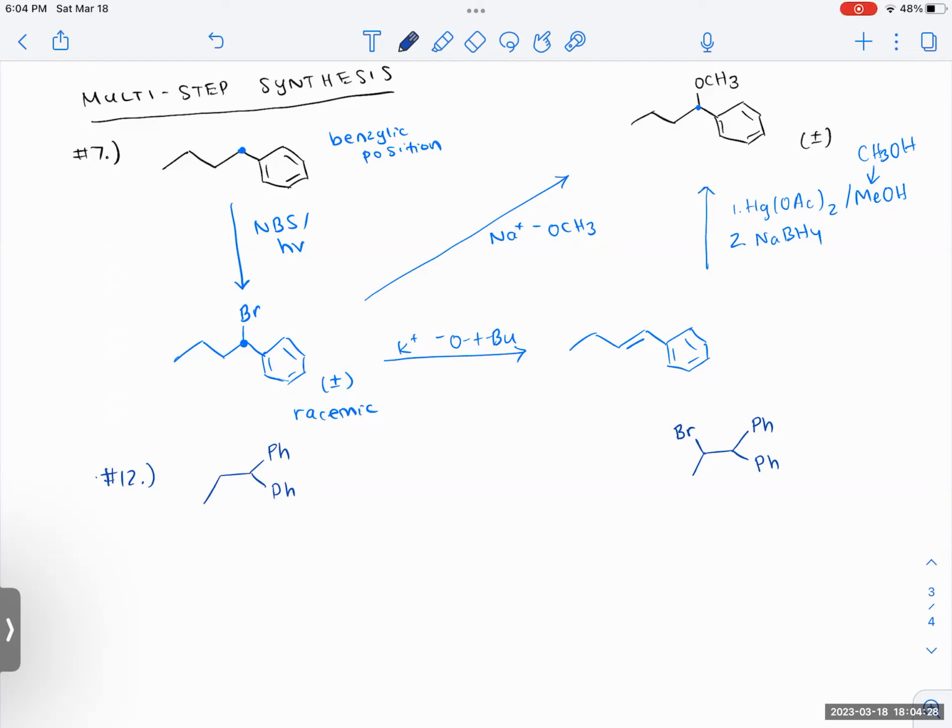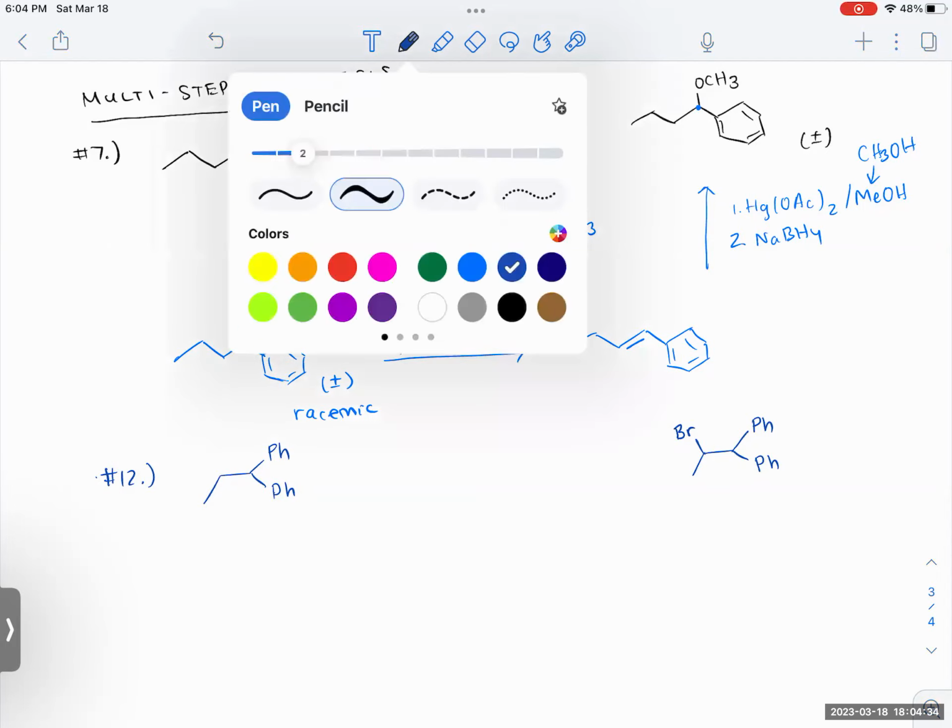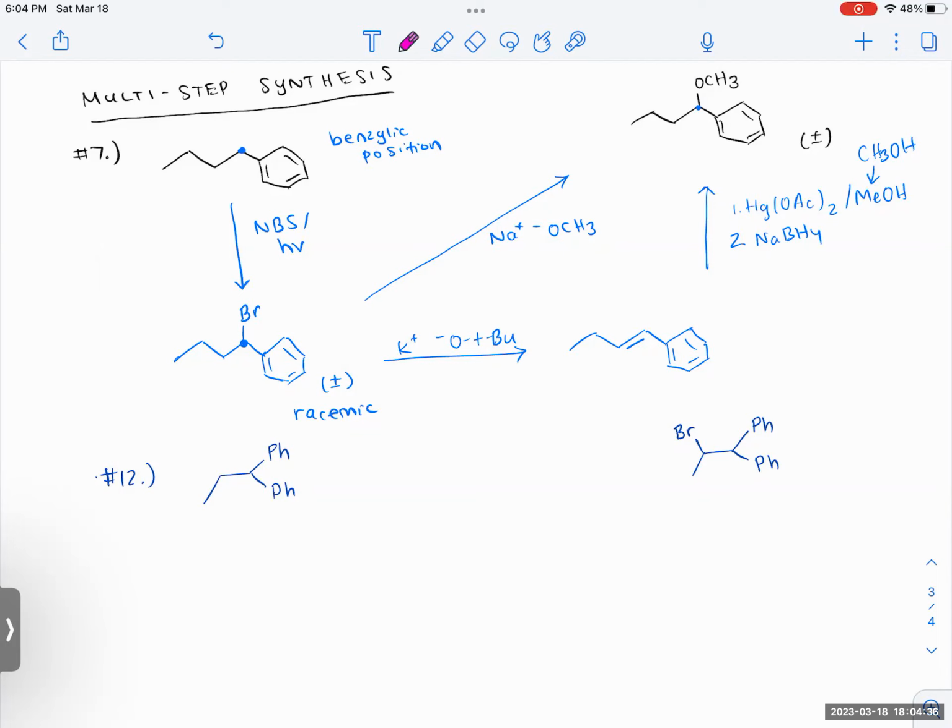Yeah, you could definitely do that here. Honestly, working backwards on this one would probably be pretty easy, because you're like, okay, we're going to break it here. So I know that this spot is going to have a bromine, and you did learn this as a reagent.